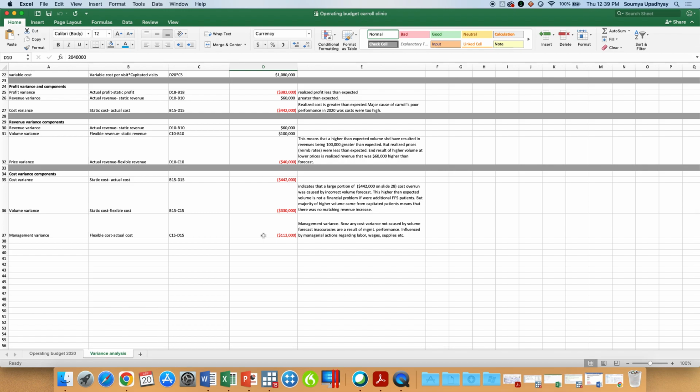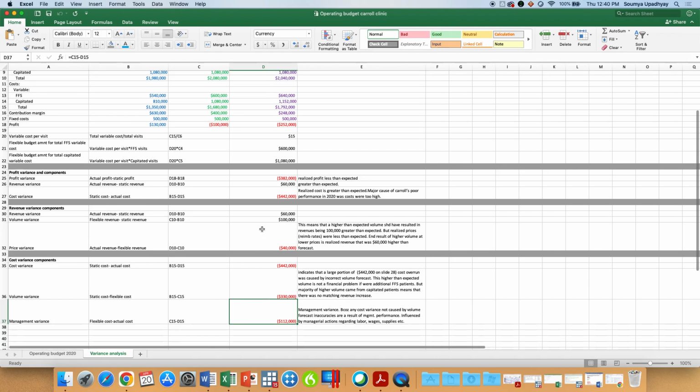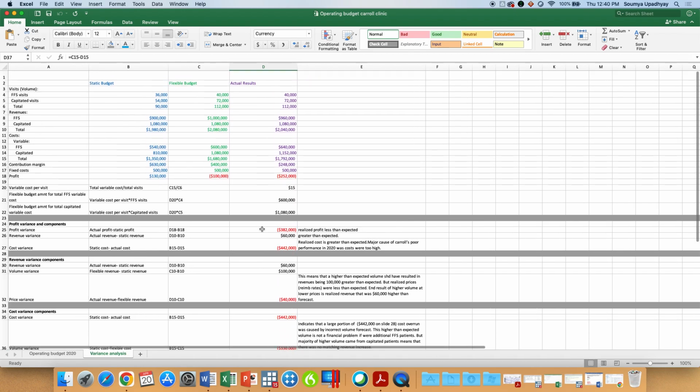And that's management variance, because any cost variance that is not caused by volume forecast inaccuracies is a result of poor management performance, and that can be influenced by managerial actions regarding labor, wages, and supplies. So something was not done properly, the decisions were made poorly, and that led us to have a 112,000 negative in management variance. All of this explains why the variances occur and how they are calculated for Caroll Clinic.